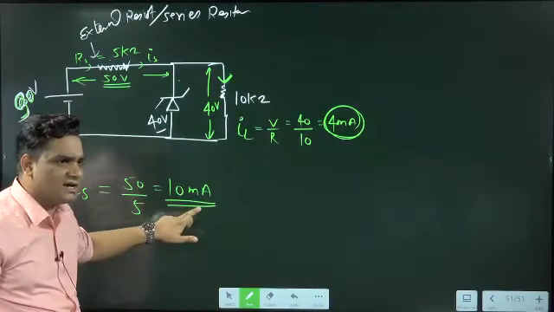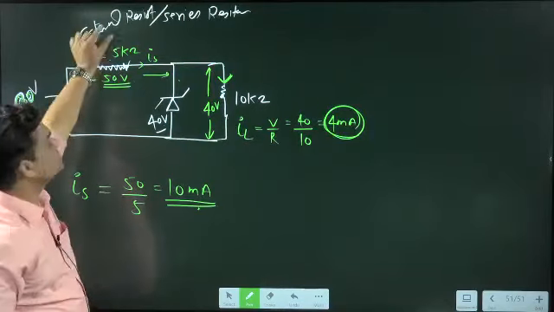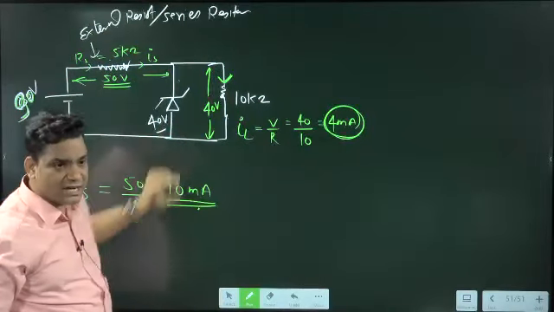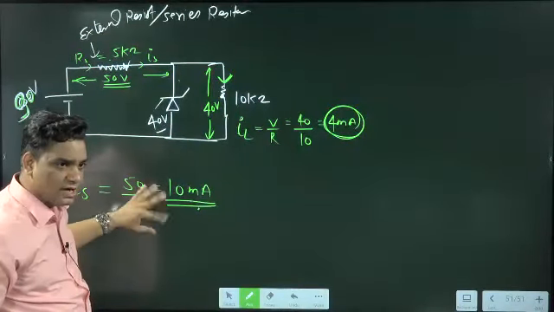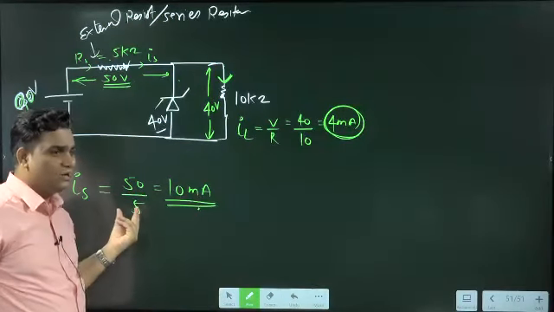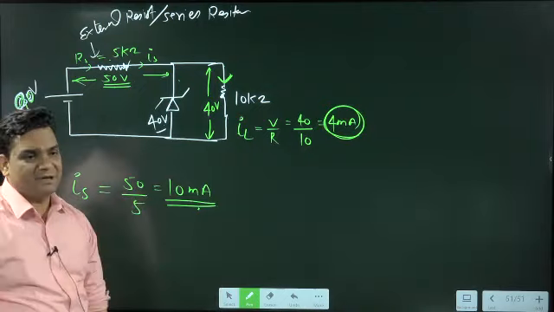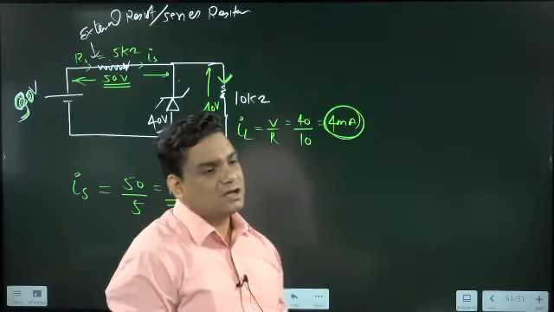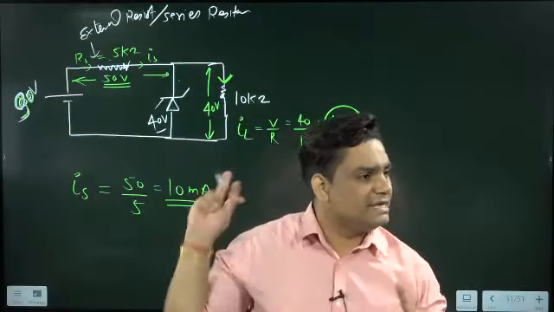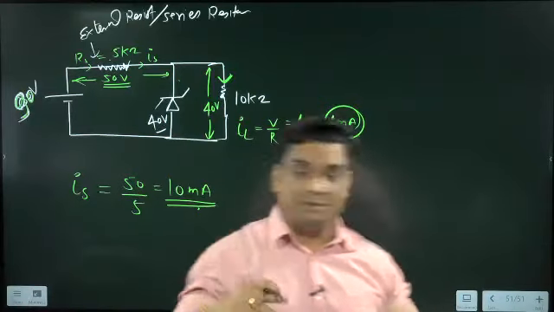Yes, I can change the current, because if I change this series resistance or external resistance, then I can change the current also. If I take 1 kilo ohm, then how much current will there be? 50 milliampere. So the current is basically controlled by this external resistance, which limits it.